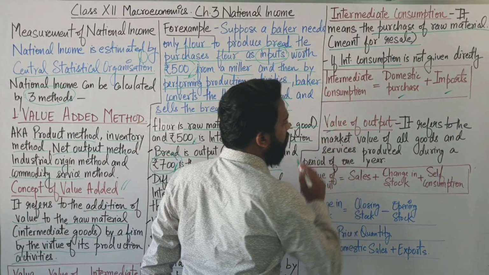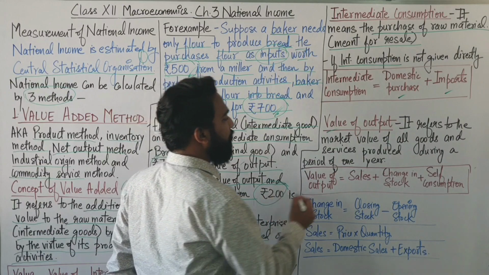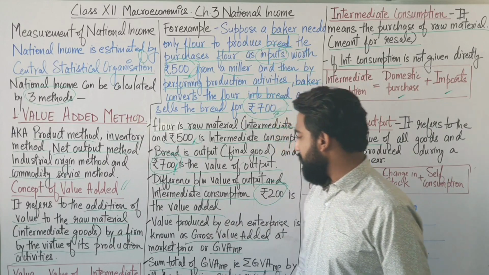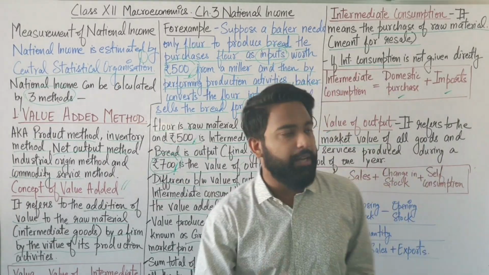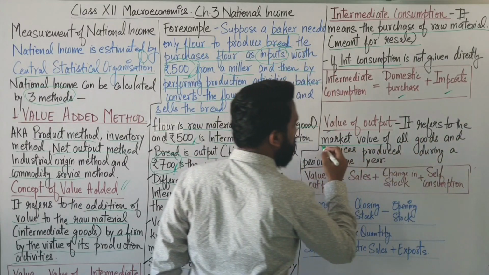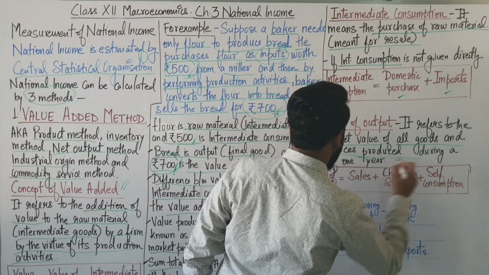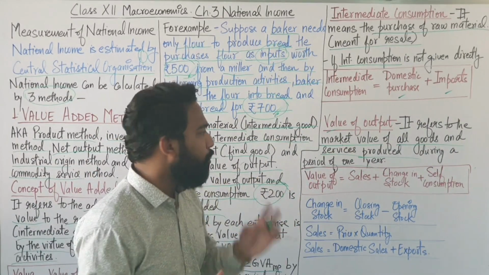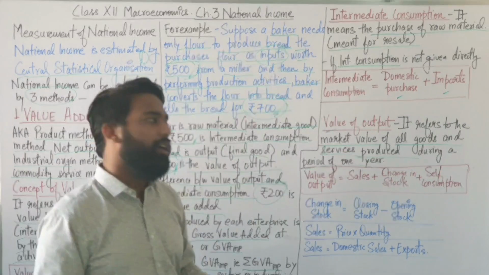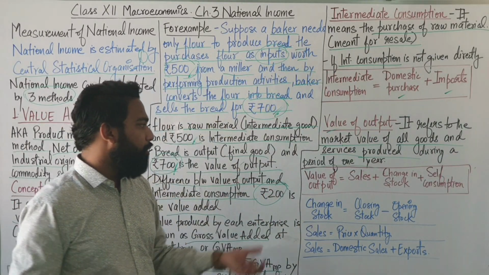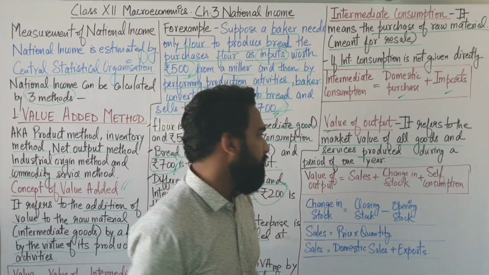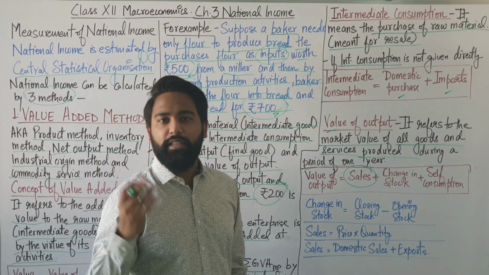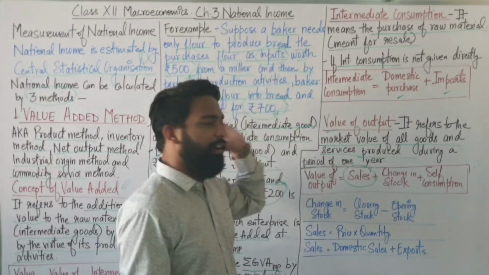Now, value of output. It refers to the market value, that's why we are using GVAMP. Is that clear? It refers to the total market value of all goods and services produced during a period of one year. So, how can you calculate it? There are three things. First, all the sales of a firm are included in the value of output.